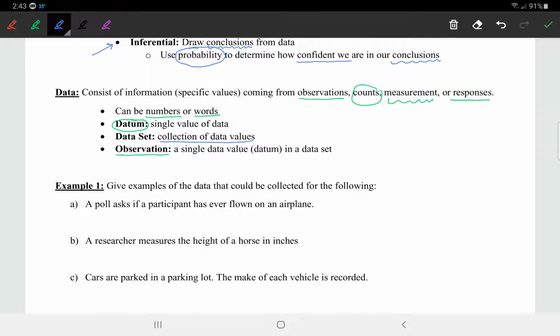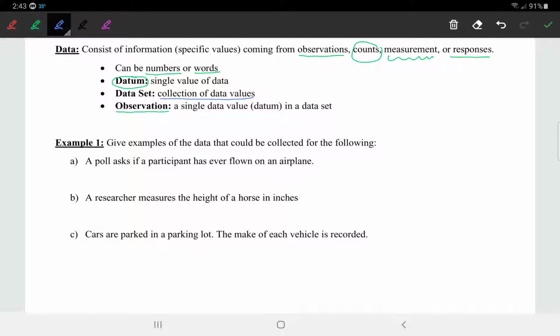So the first thing we have to do is figure out what type of data we will be collecting given the circumstance we're looking at. So let's say, for example, a poll asks a participant if the participant has ever flown on an airplane. Well, there's only two types of responses a participant is going to give. They're either going to give the yes response, they've flown on an airplane, or no, I've never flown on an airplane. So in this case, the data would be yes or no.